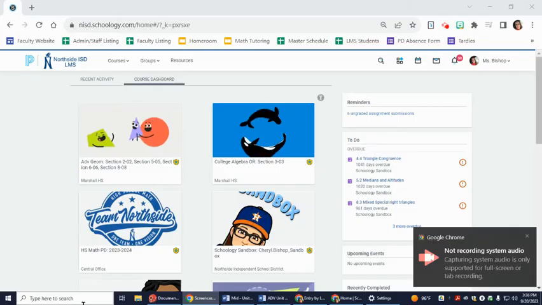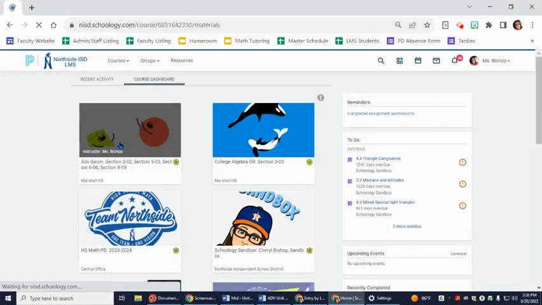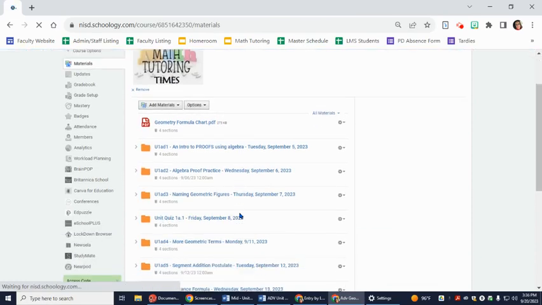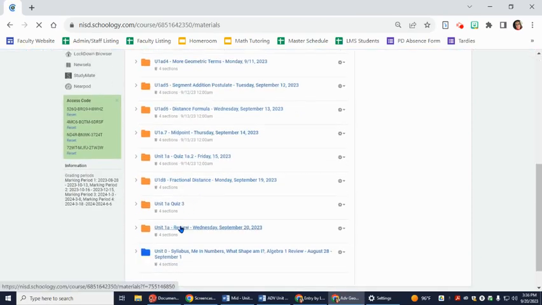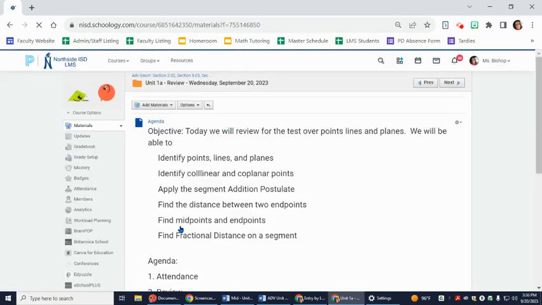So when we go into Schoology for the review, we are in this orange unit, Unit 1A review at the bottom. Our objective today: we're going to review for the test over points, lines, and planes. By the end, hopefully, we're able to identify points, lines, and planes, naming them and identifying them.